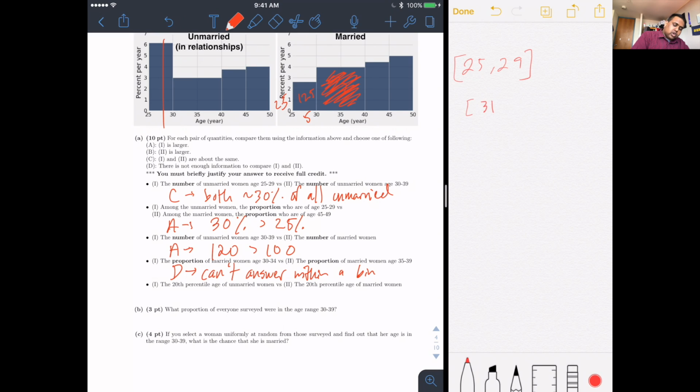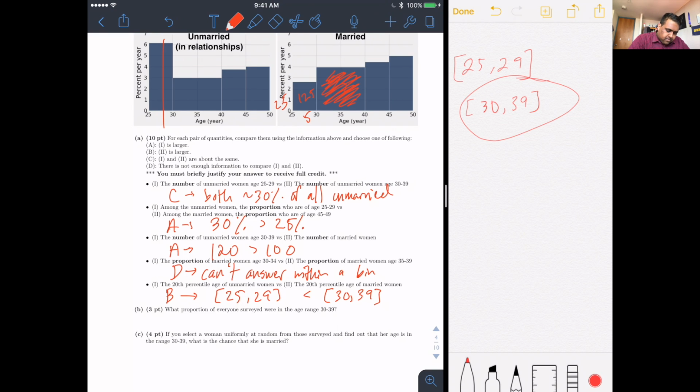But that interval is 30 to 39. And we know that regardless of which value we pick in the 25 to 29 interval, it has to be less than the value in the 30 to 39 interval, right? So we know that by default, the second value is going to have to be larger, right? So we know that this has to be B, since 25 to 29, whatever value we pick in there, has to be less than whatever value we pick in here.